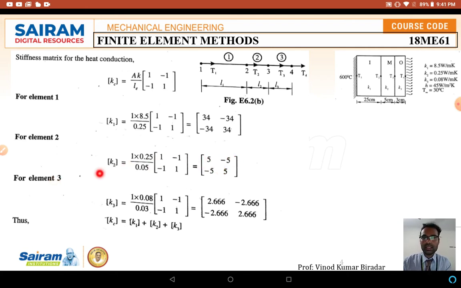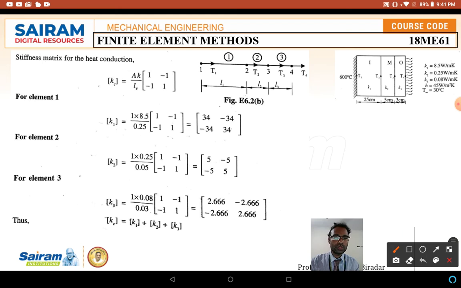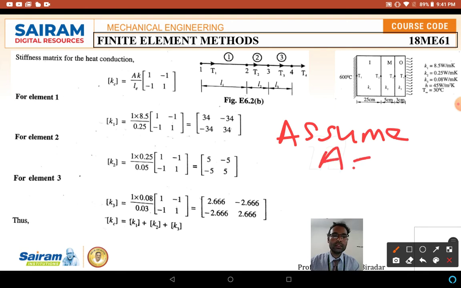Coming to the third element, K3 is equal to 1, that is area, let us assume area is equal to 1, into 0.08 divided by 0.03, matrix 1 minus 1, minus 1 1. If you simplify this, you are going to get 2.6 minus 2.6, minus 2.6 2.6. So I will repeat, in this problem area is not given, so you have to assume area is equal to 1 meter square. If it is not given in the question, especially in the heat transfer mode, that is model number 4.